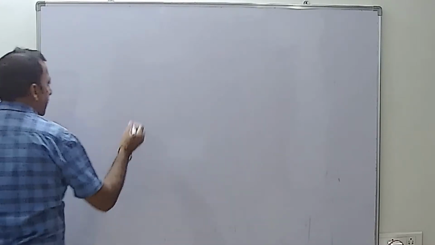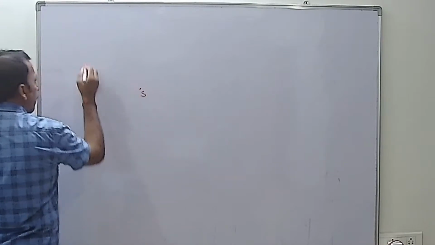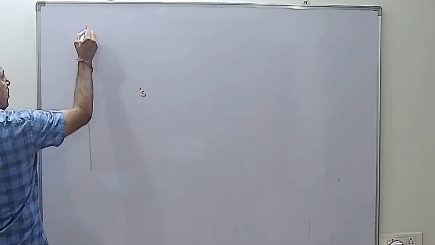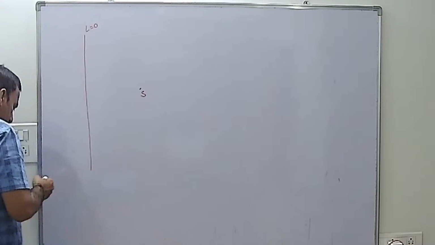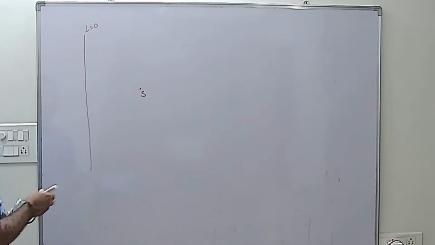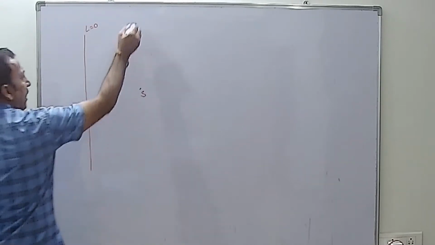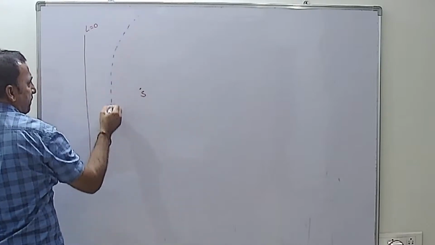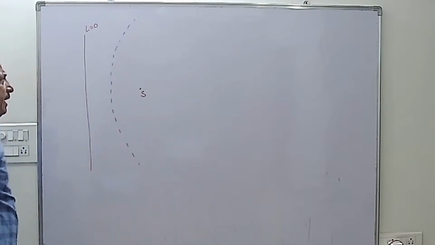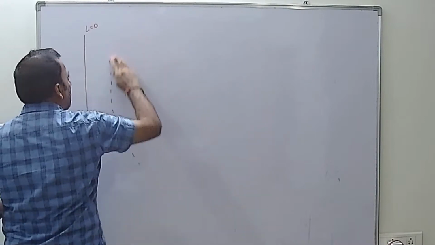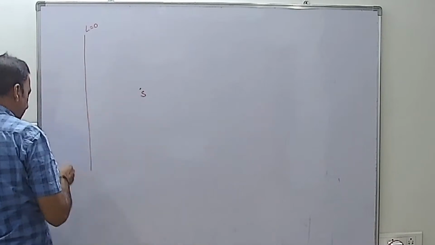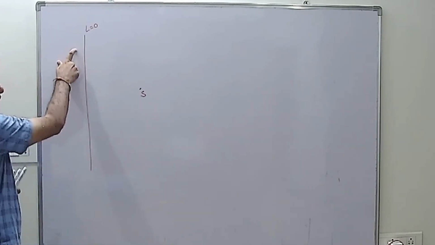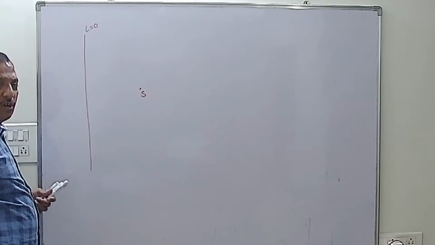See, suppose S is the focus, and L equal to 0 is the directrix. So a parabola, as we thought earlier, you take any point on the curve that is equidistant from the fixed point and the fixed line. Okay. It is the directrix. What is this fixed point called?